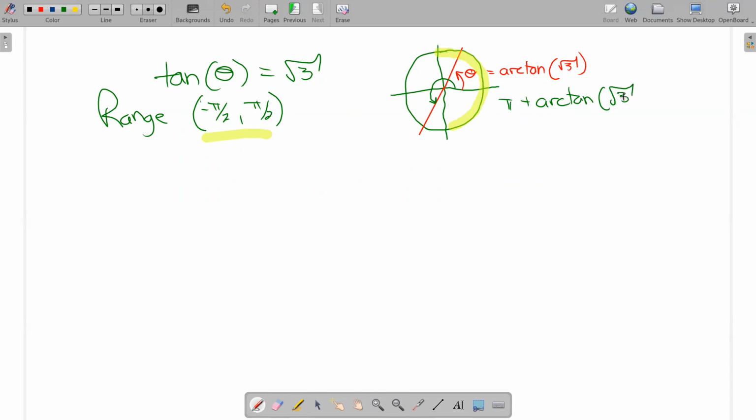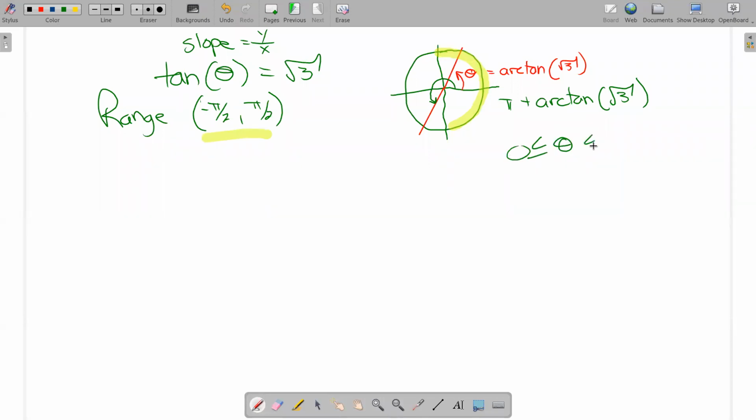And although the square root of 3 is special, it leads to the special angle pi over 3, it really doesn't matter what I was taking the arctangent of. So regardless of whether theta is one of those special angles or some other angle, this is always going to be true. Tangent is the slope on the unit circle, which is the y value over the x value of the point, always.